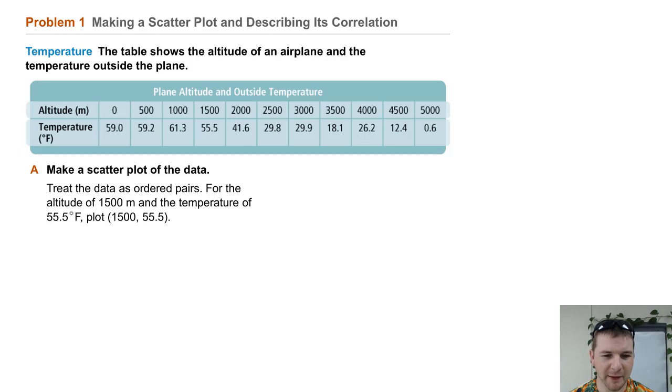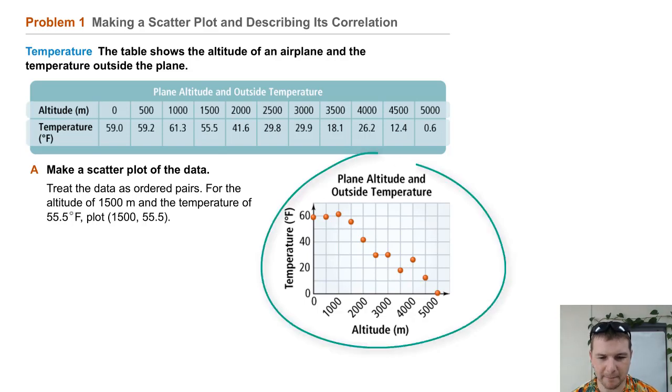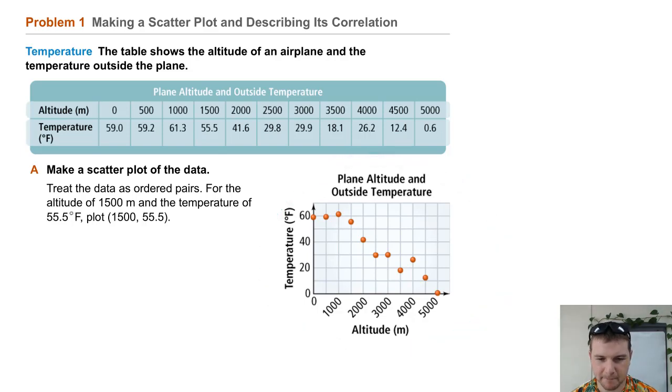Part A, make a scatter plot of the data. We treat the data as ordered pairs. For the altitude of 1,500 meters and the temperature of 55.5 degrees Fahrenheit, we can plot the ordered pair 1,500 for x, comma, 55.5 for y. And we end up with the scatter plot in the first quadrant that we see here to the right. Note each of these points represents an ordered pair from the table above.